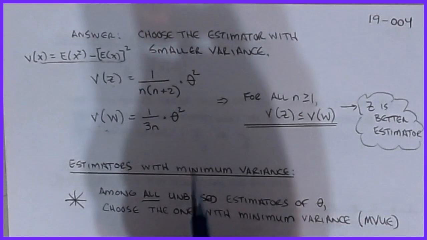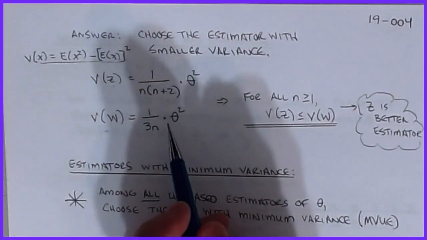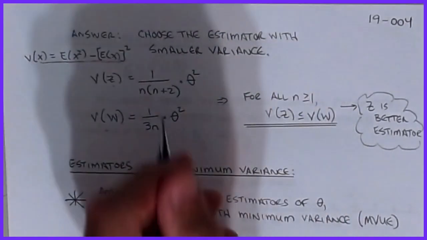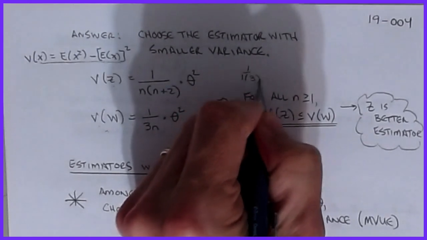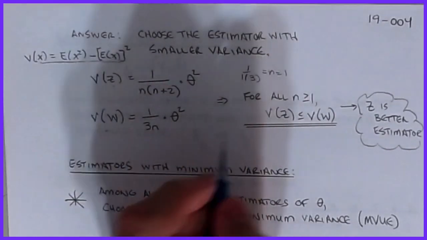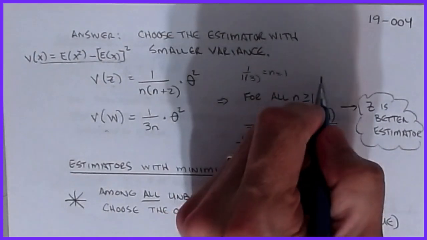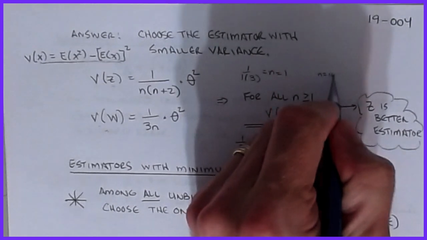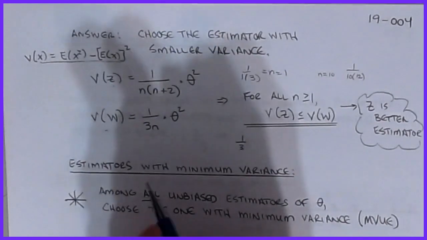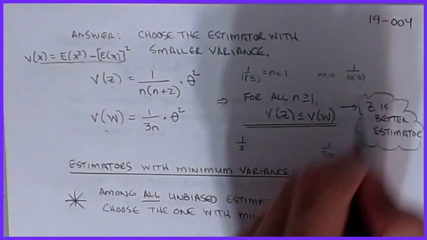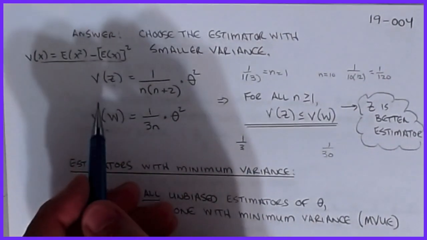Okay, because W's variance will always be larger than that for any value of n greater than 1. I can prove that: when n equals 1, this one is 1 over 1 times 3, and this one is 1 over 3, again everything multiplied by theta squared. If I put in n equals 10, I get 1 over 10 times 12 versus 1 over 30, and this one is 1 over 120. You see he's clearly smaller, and the larger the n, the better Z becomes.